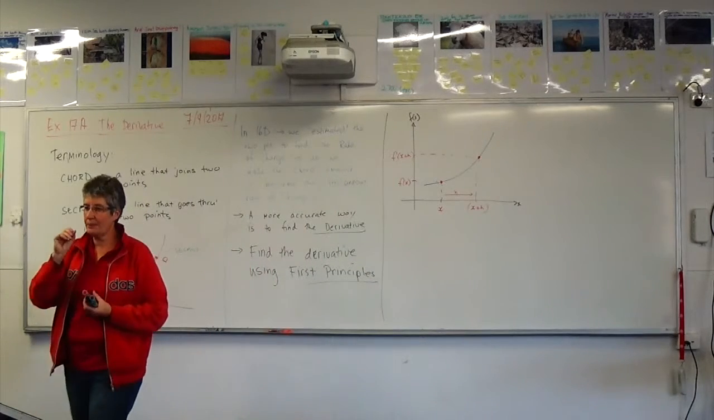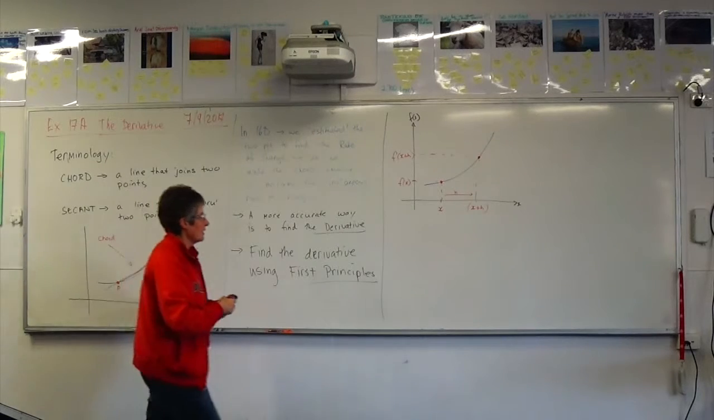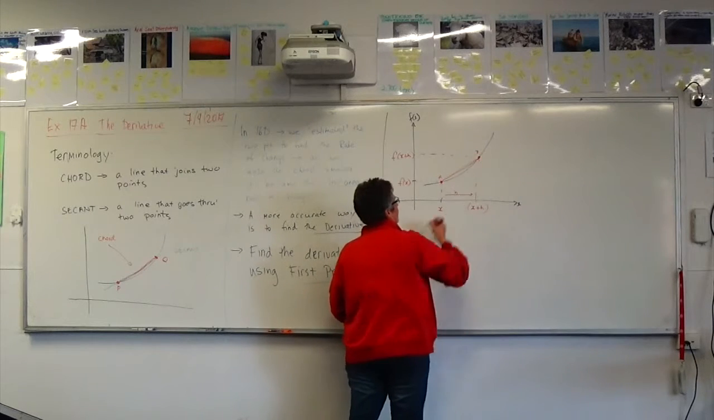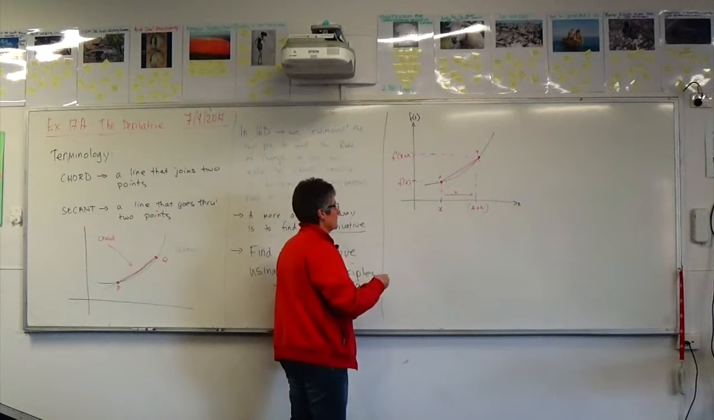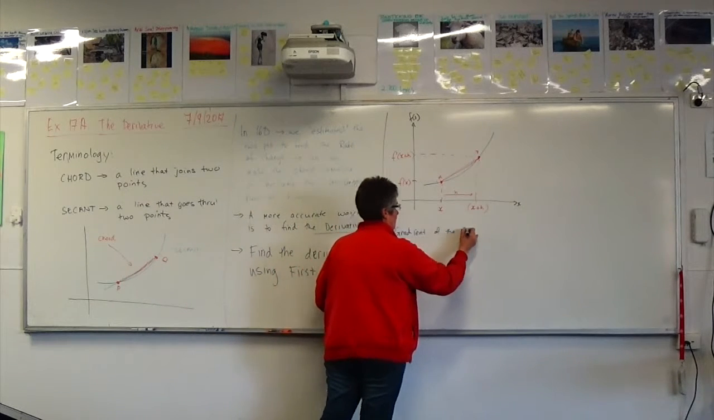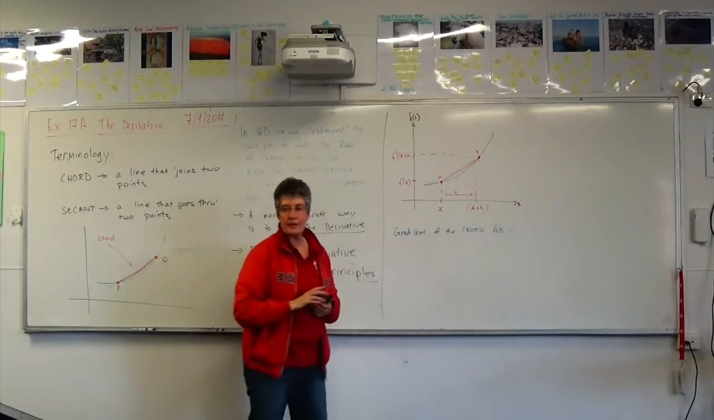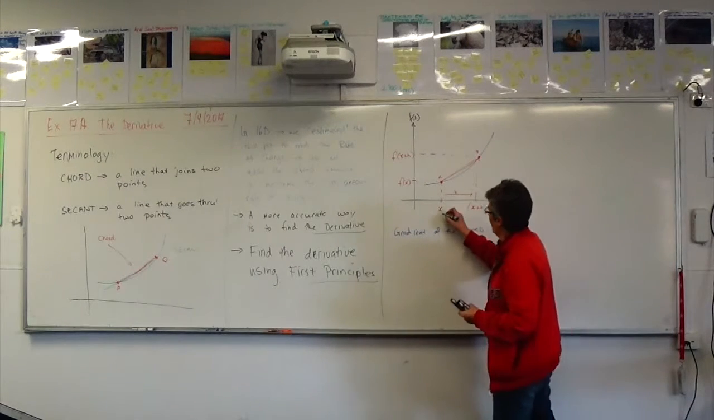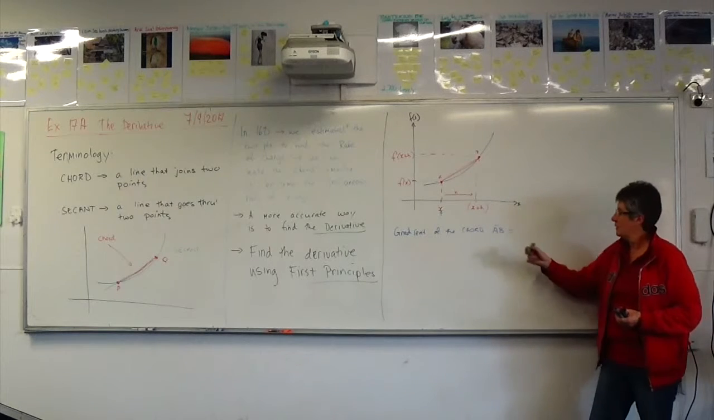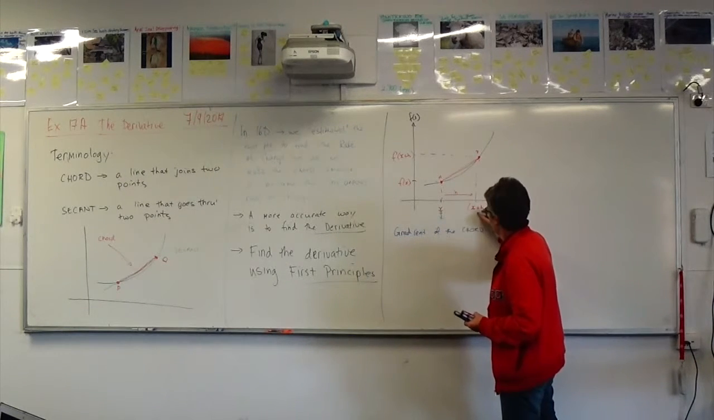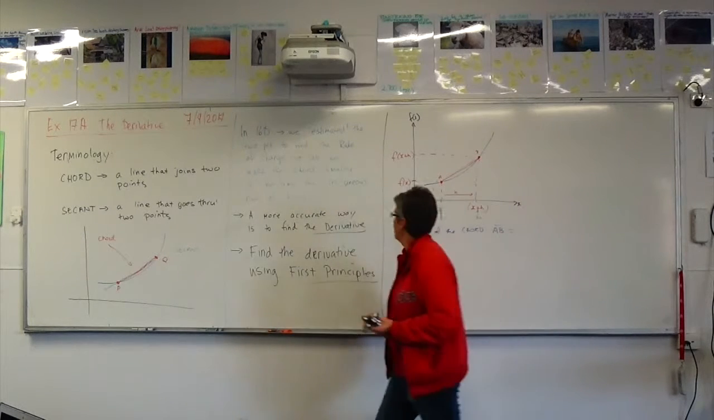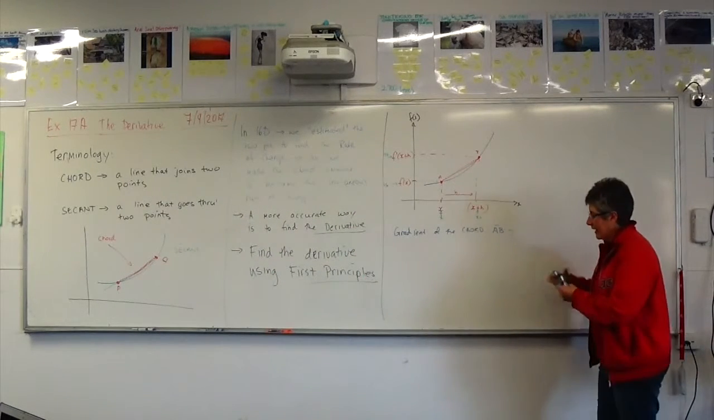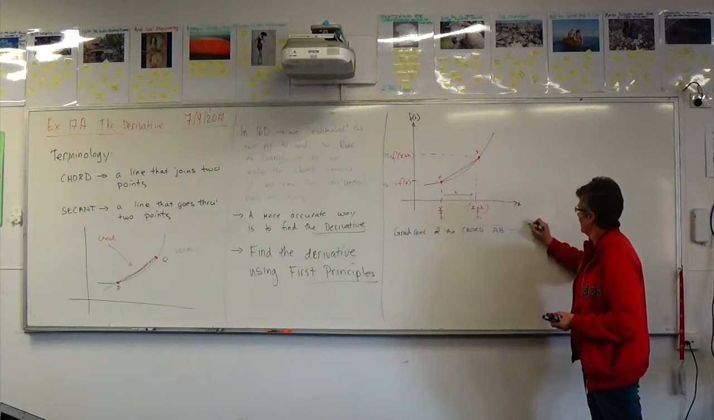So everyone's with me at this point in time? Yep. So if I have this chord, if I call that point A, point B, I want to find the gradient of that chord. How would I find the gradient? Normally that would be x1, x2, y1, y2, and we normally write the gradient as y2 minus y1.